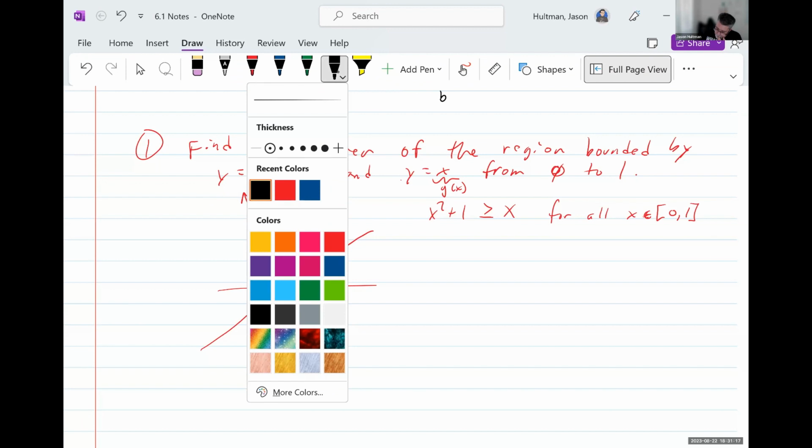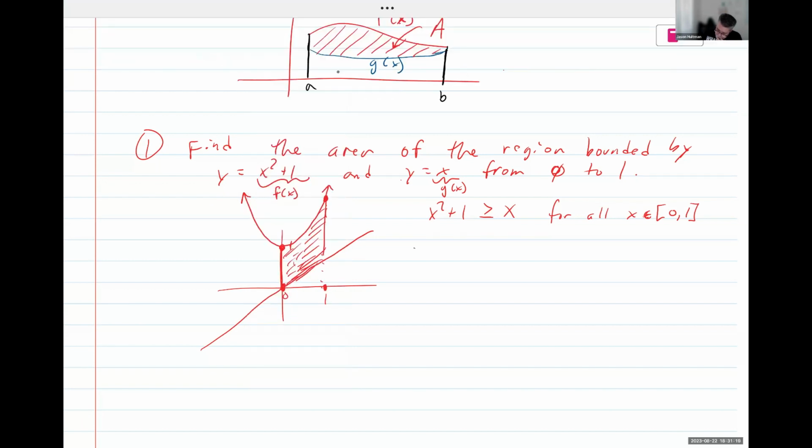that again. Okay, scribble, scribble, scribble, scribble. Okay, good. Okay, and so we're subtracting the area underneath the second curve from the area underneath.